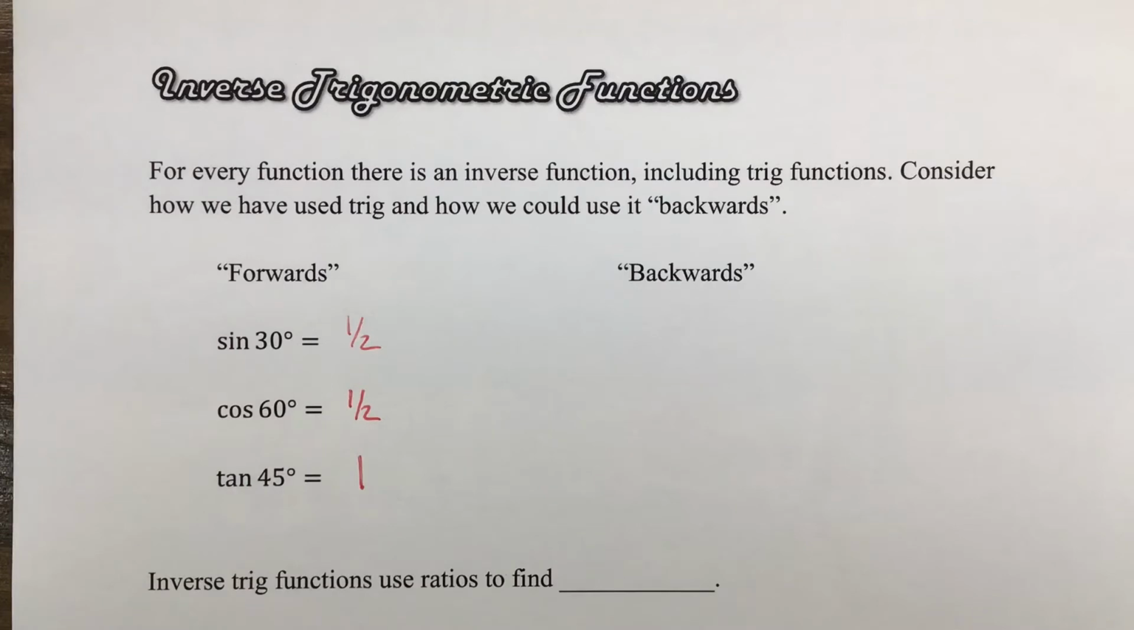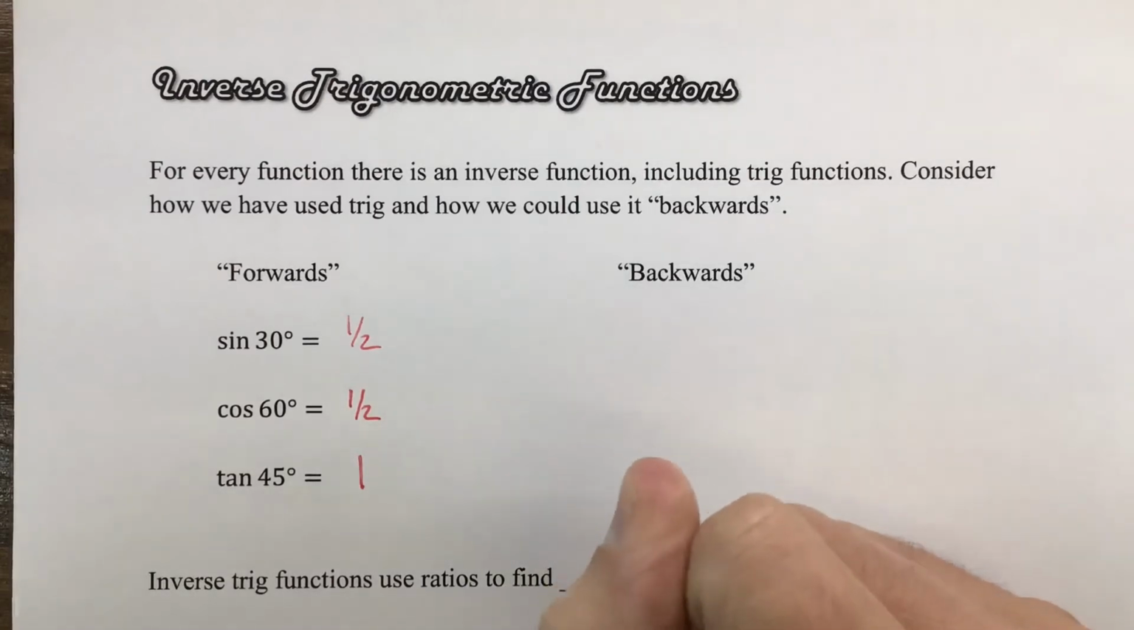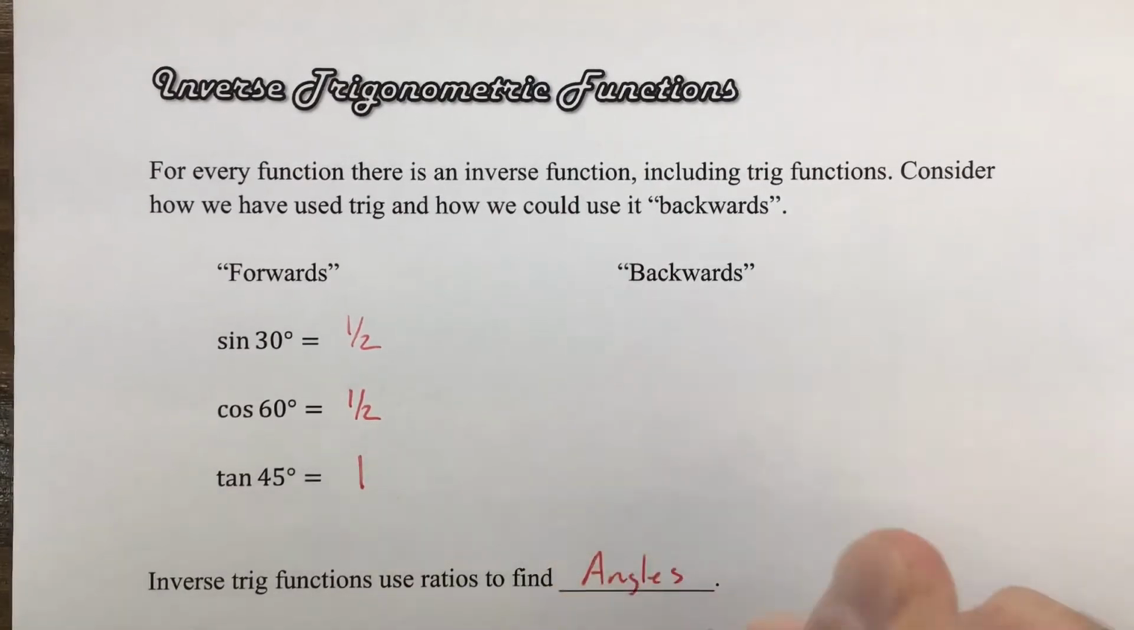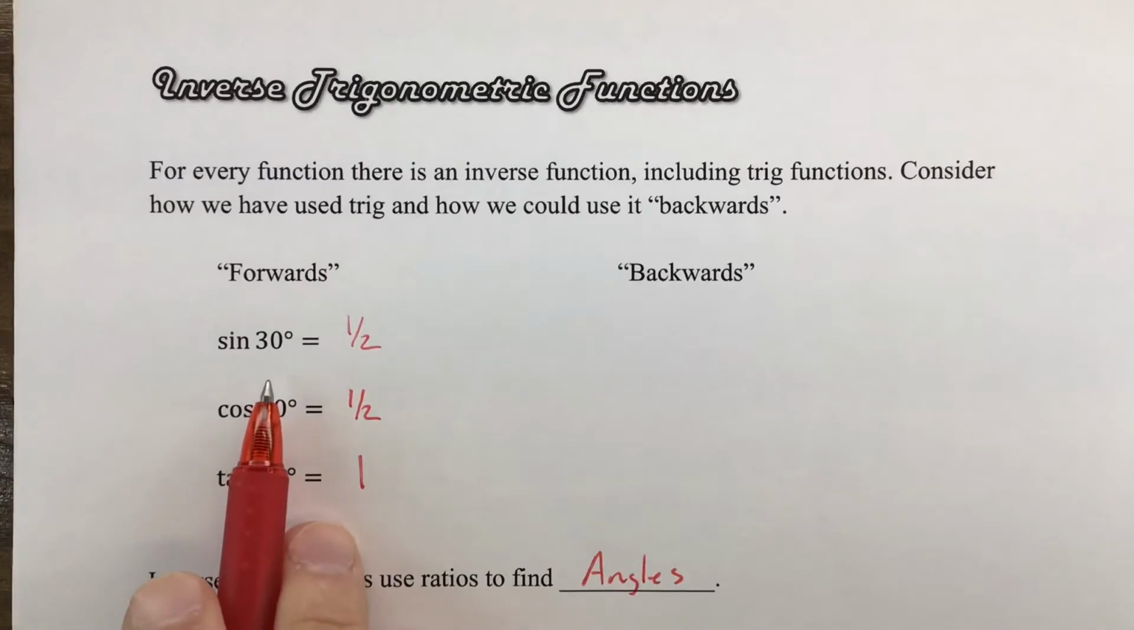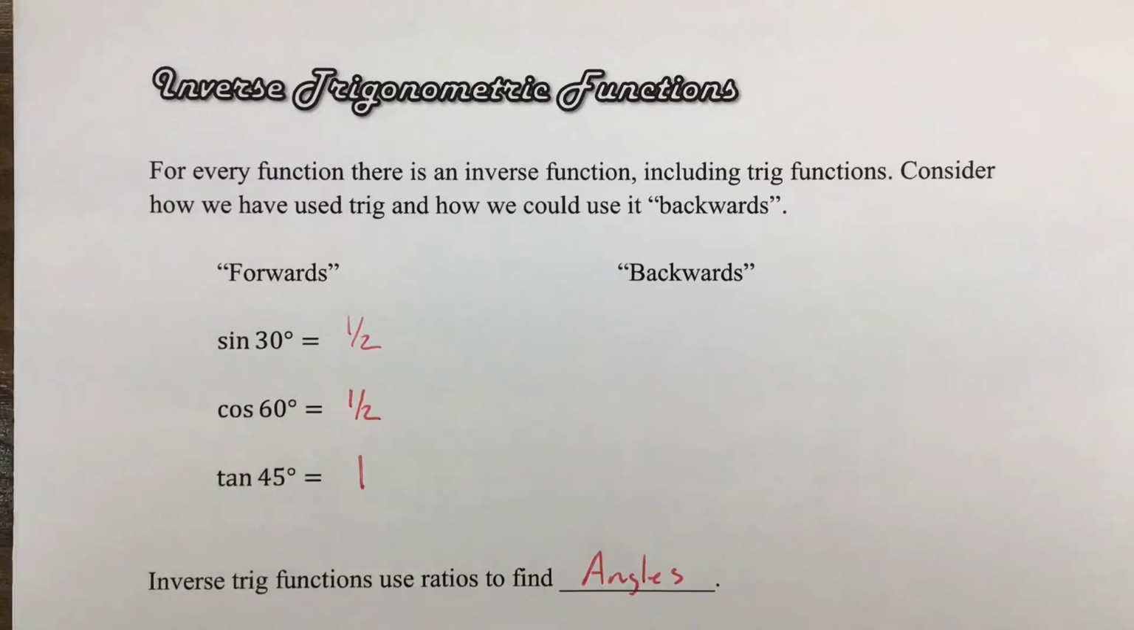So the inverse function needs to work backwards. It needs to do everything completely opposite. It needs to be able to take that ratio and give you back an angle. The inverse trig functions use ratios to find angles. If the original functions take angles and give you back ratios, the inverse trig functions are going to need to do this backwards. They're going to need to take your ratios and give you back angles.